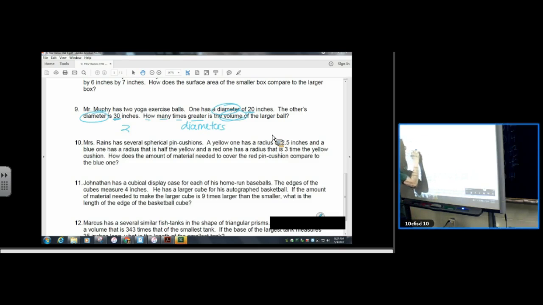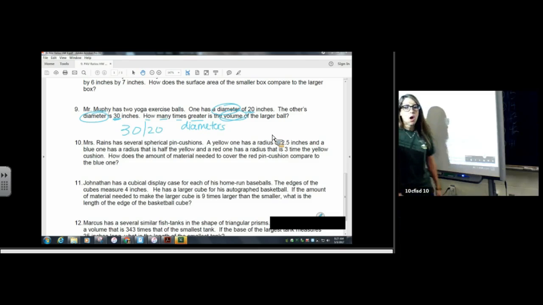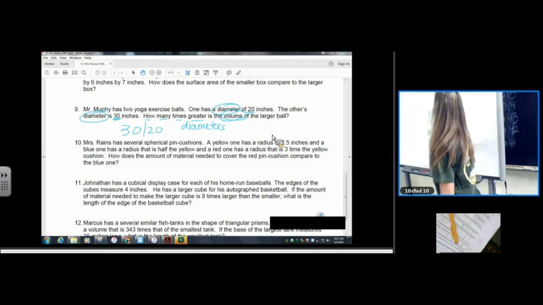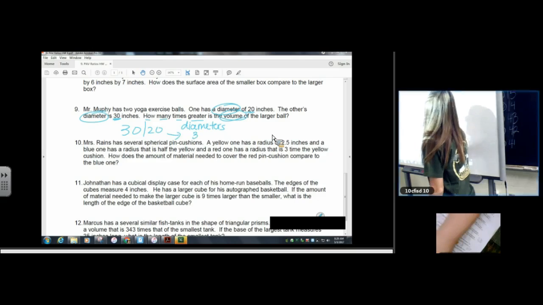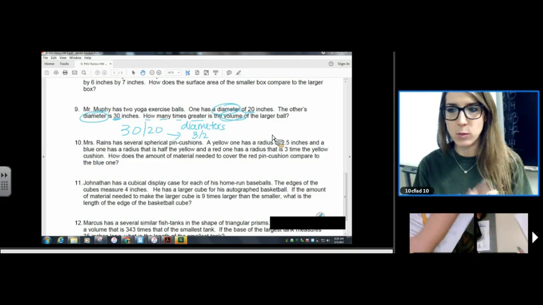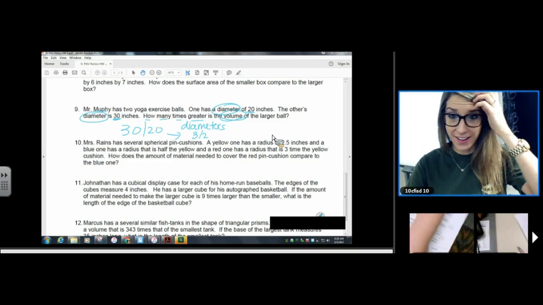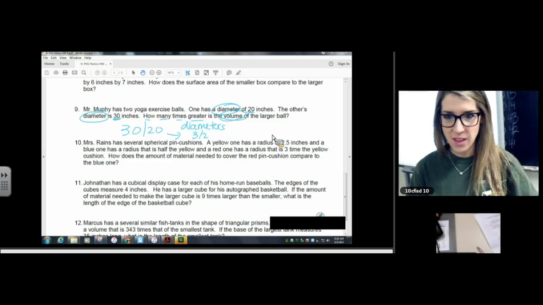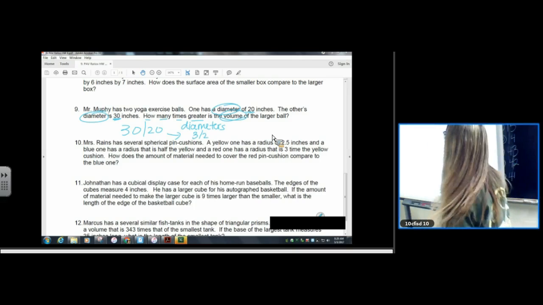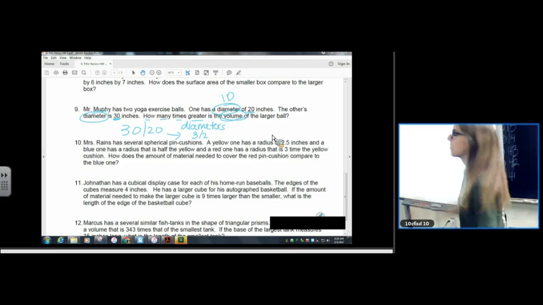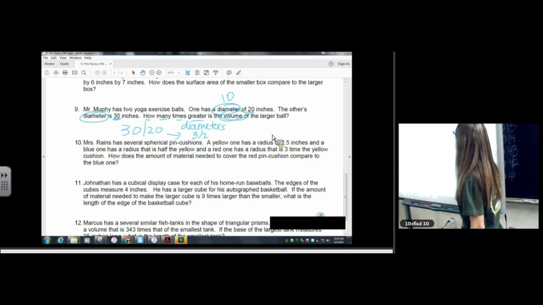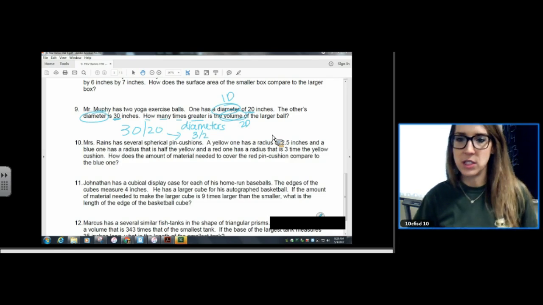So the diameters are in a ratio of 30 to 20. That reduces to 3 to 2. So the diameter of the bigger one is 3/2, 1.5, times greater than the small one. That's the ratio of their diameters. A diameter is a segment. A diameter is one-dimensional. We want to know how many times greater the volume is, and the volume is three-dimensional.